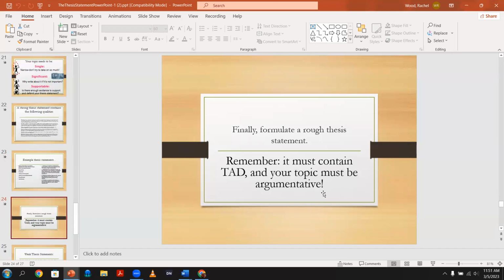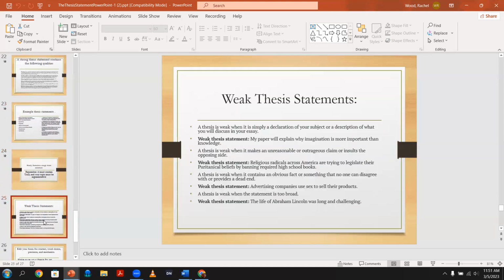So remember, it has to be TAD, remember the triple S, and it has to be defensible. It has to be argumentative. So these are some weak thesis statements. I just wanted you to also see what weak thesis statements look like. It's weak when it's simply just a declaration of your subject or a description of what you will discuss in your essay. These are the ones that drive me absolutely bonkers.